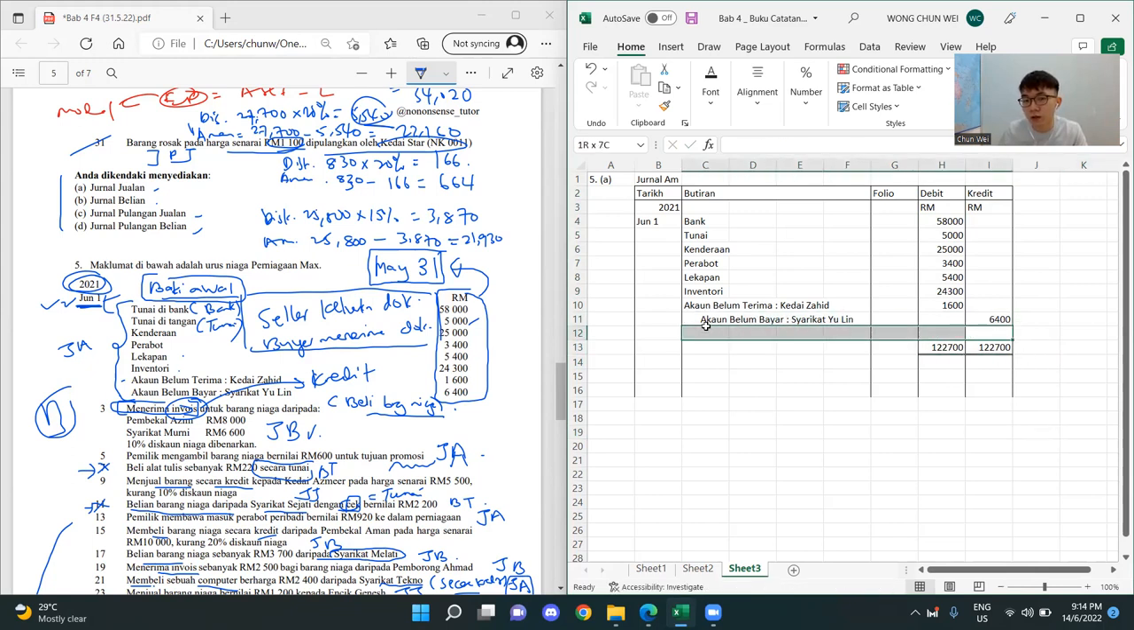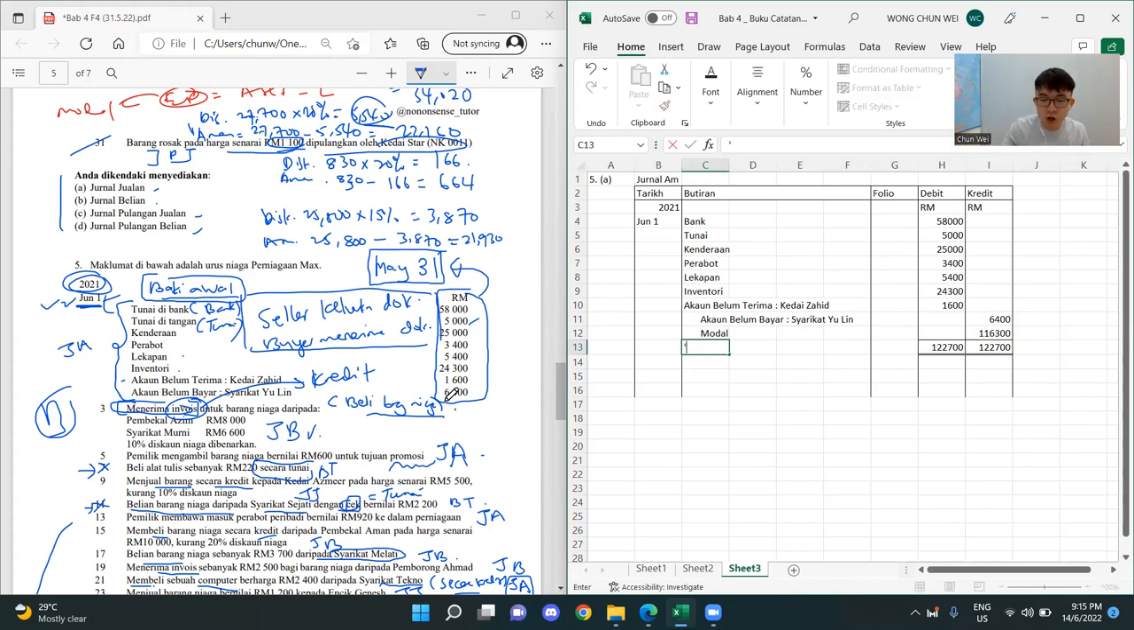So what is it? Here, I need to use the total 122,700 minus the 6,400. So it's 116,300. Okay, so what is this actually? This is actually your missing part, which is your modal. Remember, always must have modal in your baki awal. If someone has given you modal, then you have to put it in yourself.